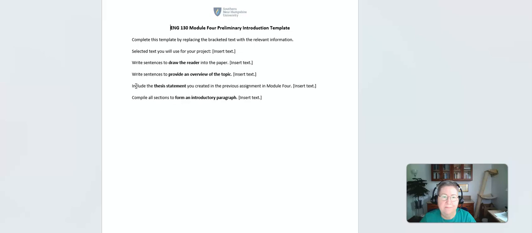You use the template, so you have that completed thesis statement at the bottom, and then you're going to put all of these together into an introductory paragraph. And when it says insert text here, what it means is for you to actually put them together, take all these parts, put them together into a paragraph in this space here. That's what you'll be turning in. Remember that all paragraphs are indented.